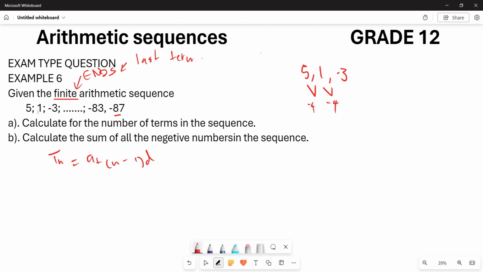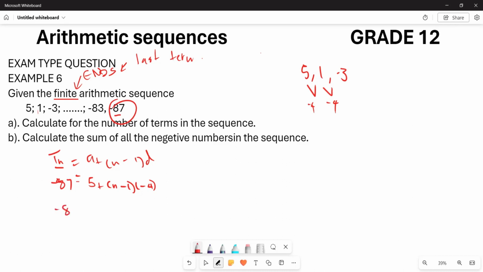So when you come back here, this is going to be the A, your first term, which is 5, plus open bracket n subtract 1 close bracket. The D represents your difference, which is -4. And the Tn of this particular equation is going to be equal to -87. So you can simply say this -87 is going to be equal to that.